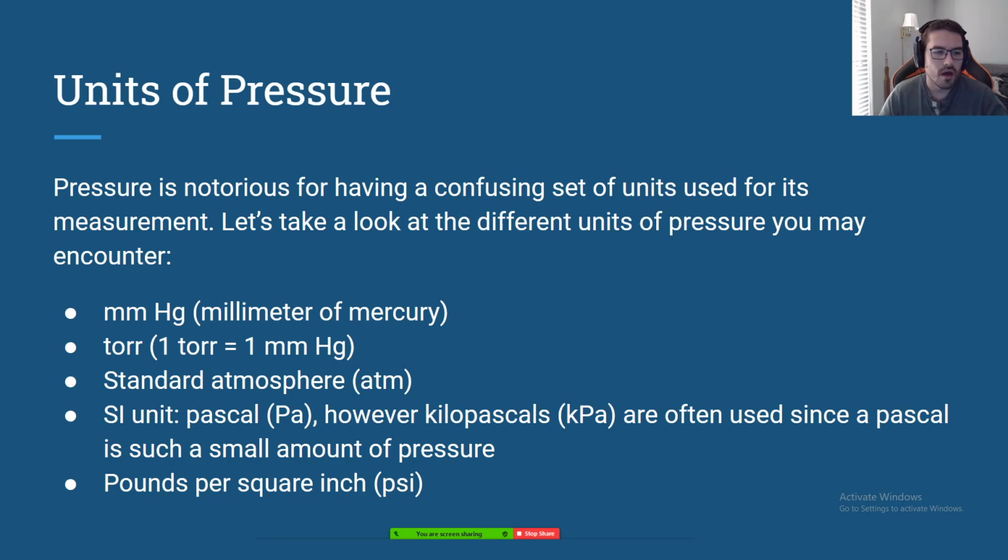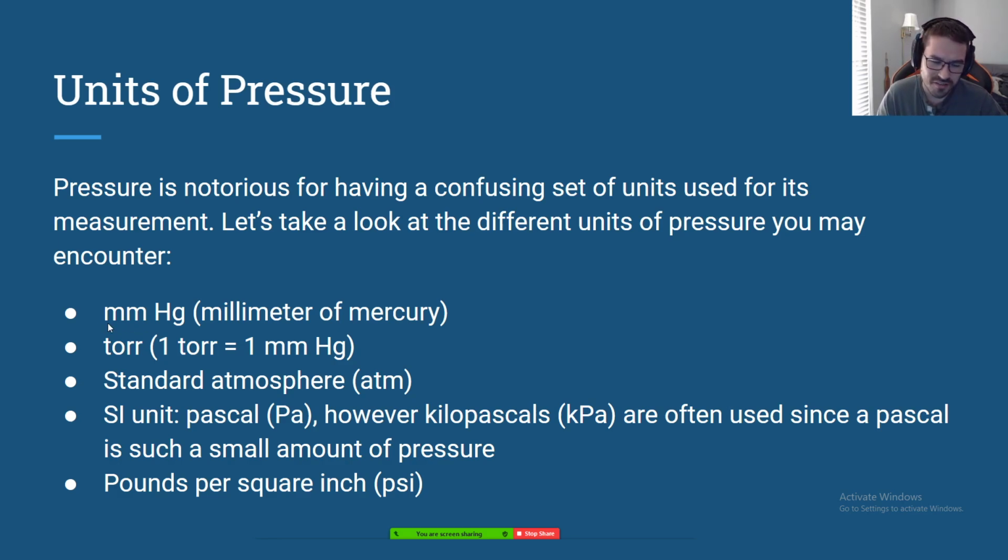All right. So before we go any further, though, we do have to talk a little bit more about the units of pressure. Pressure is notorious for having honestly too many confusing sets of units that are used for its measurement. Here are a few, this is not a comprehensive list, by the way, but here are a few units that you may see. The first one, and this is originally how pressure was measured using a barometer, we're not going to get into all those details, but millimeters of mercury. Okay, that's one unit of pressure.